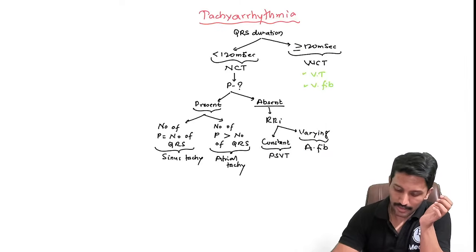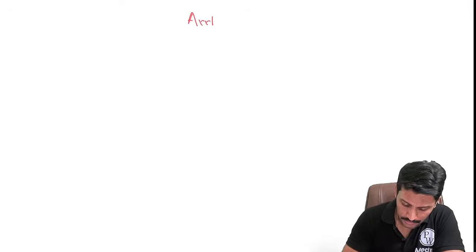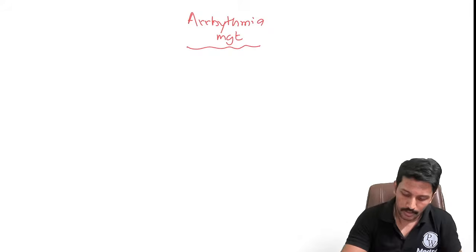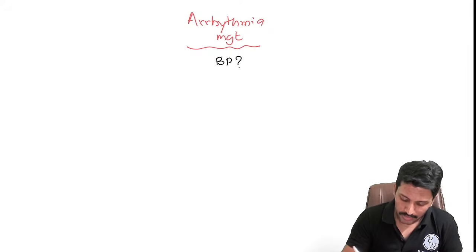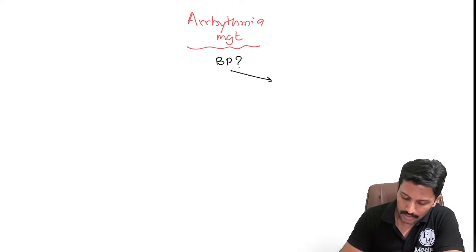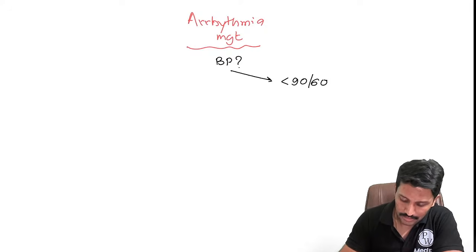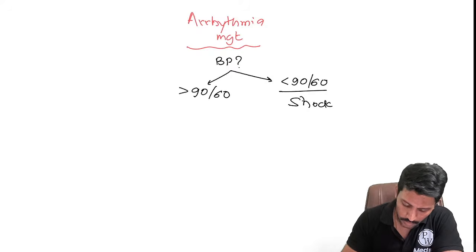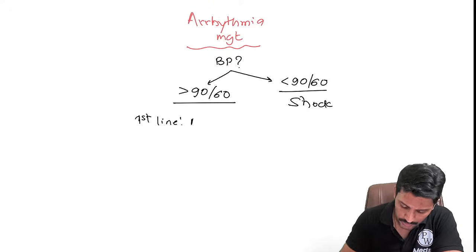And also remember, for any arrhythmia, there is a standard management protocol that you can apply. The first thing you should see is the BP, whether the patient is stable or not. If the patient is not stable, BP less than 90/60, we have to go for shock. But if it is more than 90/60, you can think about some physical maneuvers. So as first line, you can think about physical maneuvers.